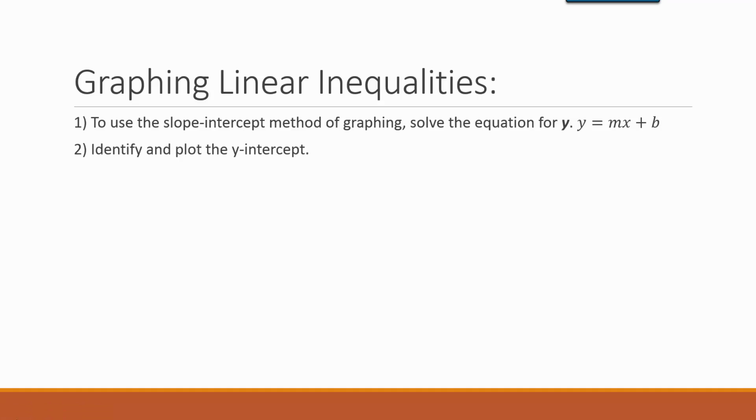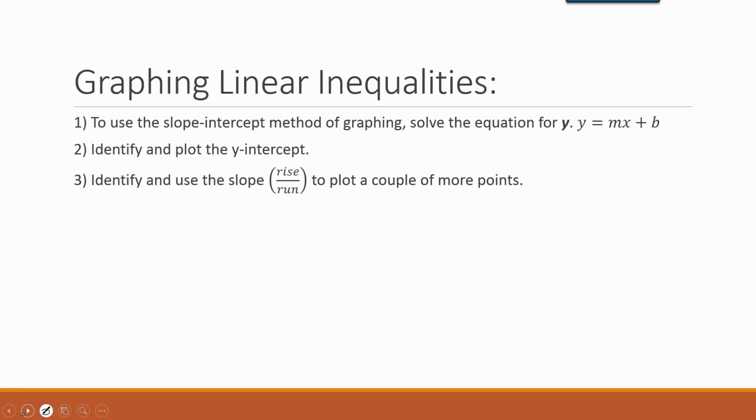After solving the equation for y, you want to identify and plot the y-intercept. And then we need a couple more points, so we want to identify and use our slope as rise over run to find a couple more points. Remember, the slope gives you directions on how to get from point to point on a line.